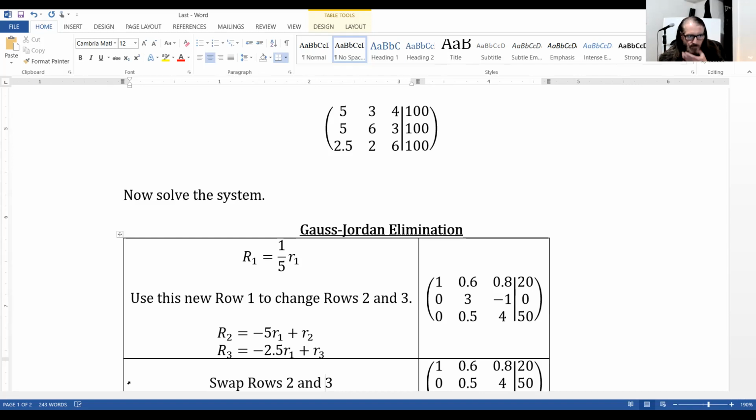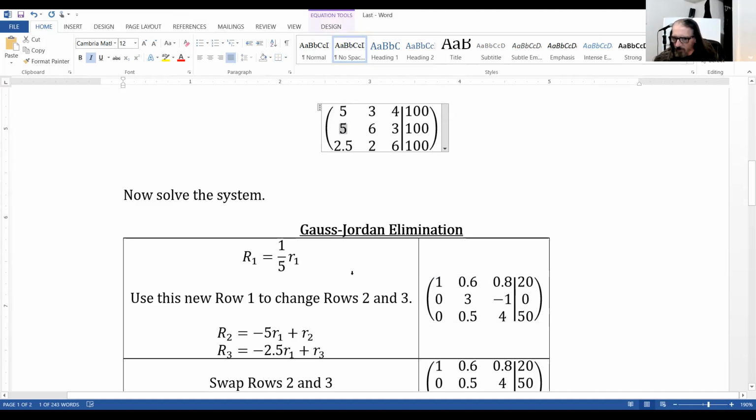Now, dividing 3 by 5, 4 by 5, and 100 by 5, not a big deal. However, now that we have that row 1 right here, I can't select just row 1, but looking across row 1, I'm using that to change row 2 and row 3 so that I have zeros in the rest of the first column. To turn that 5 into a 0 using the 1, what I've done is I take that new row 1 and multiply by -5. I do that to the whole row and add it to row 2.